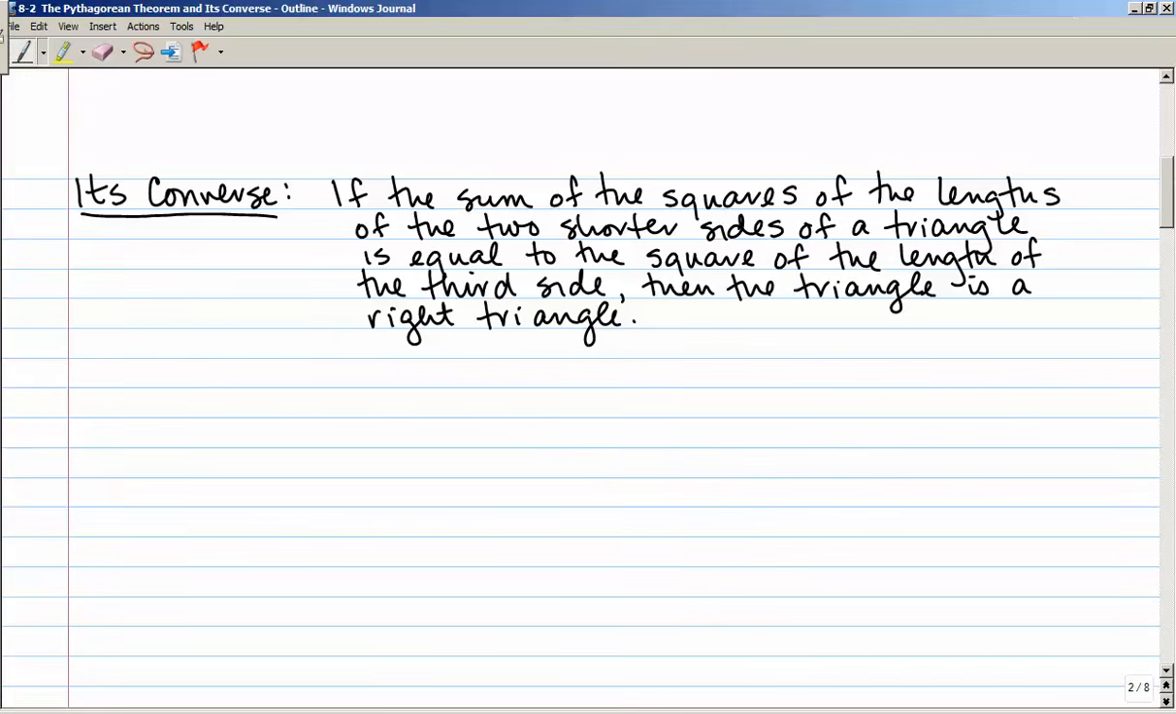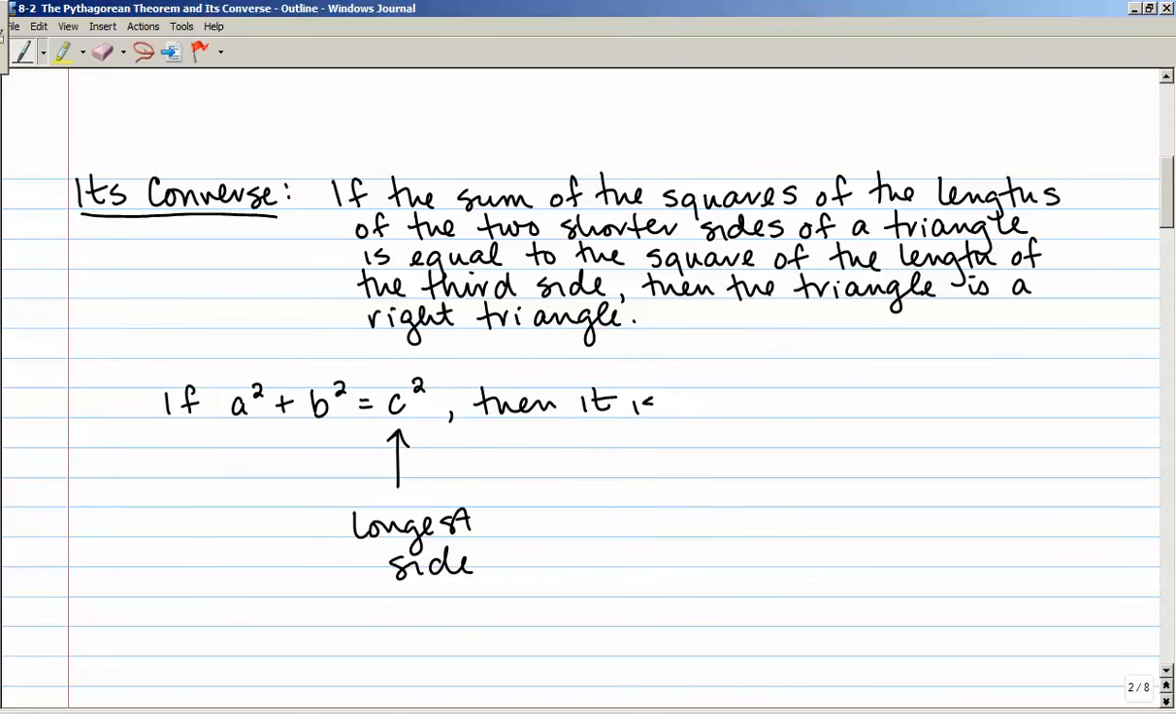Now the converse of the Pythagorean theorem says if the sum of the squares of the lengths of the two shorter sides of a triangle is equal to the square of the length of the third side, then the triangle is a right triangle. In other words, if a squared plus b squared equals c squared, where c is the longest side, then it is a right triangle.